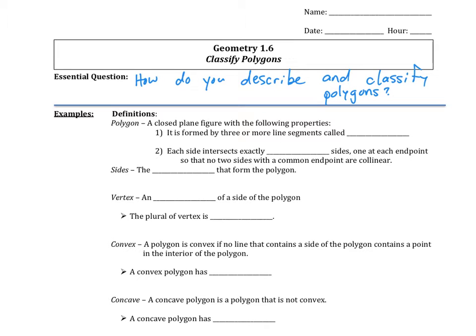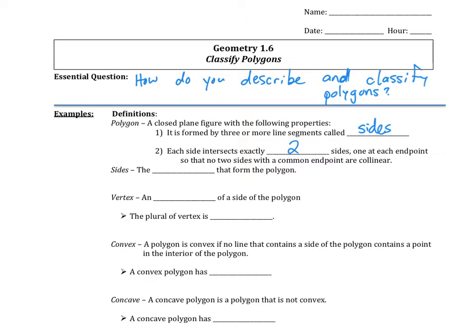All right, 1.6 is on classifying polygons. Today we're going to cover how you can describe and classify polygons in geometry. So a polygon is a closed plane figure with the following properties. It is formed by 3 or more line segments called sides, and each side intersects with exactly 2 sides.